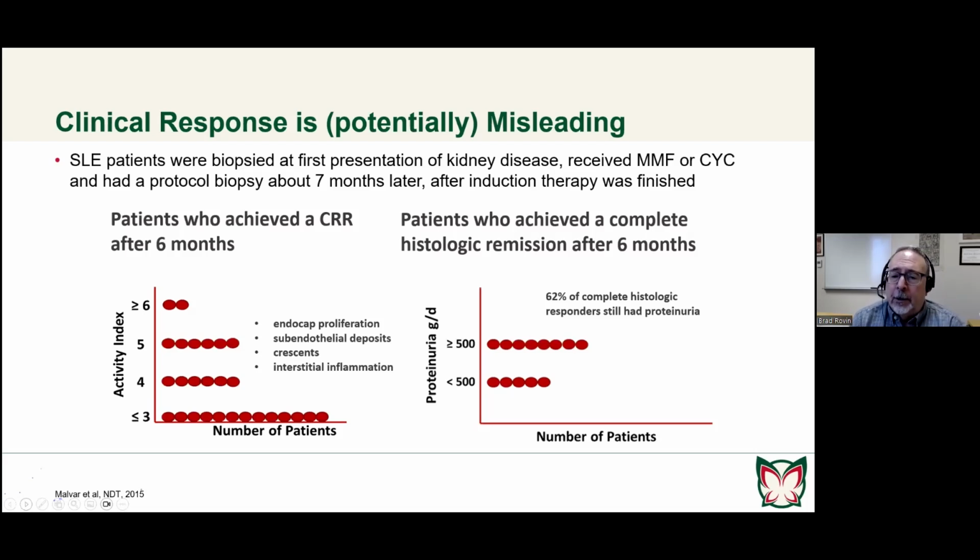On the other hand, if you look at the right graph, patients who achieved a complete histologic remission after 6 months, some of them, in fact, a lot of them still had proteinuria greater than 500 milligrams a day. And so they would not have been recorded as a complete clinical response, again, skewing the results of a clinical trial.